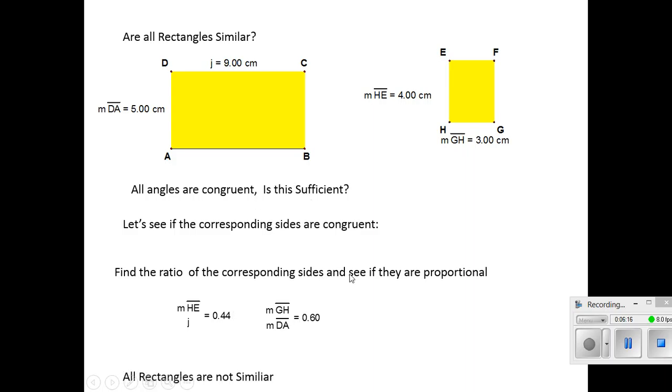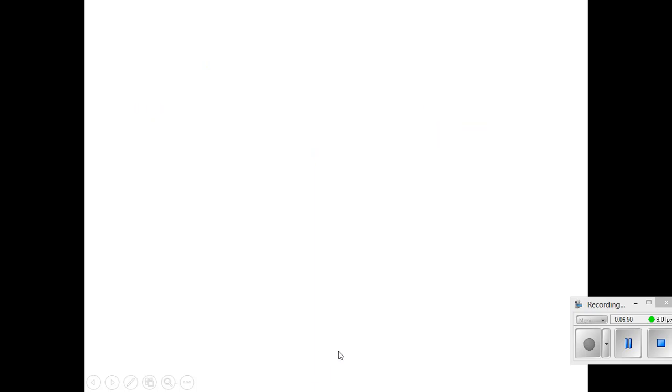So we look at the ratio of the corresponding sides, okay? So I have the ratio of GH to DA, that's a ratio of 3 to 5, which is 0.6. But if I look at the ratio of 4 to 9, that's a ratio of 0.44. So the sides are not in a consistent ratio. And therefore, these two rectangles are not similar. And therefore, we conclude that not every two rectangles are going to be similar.